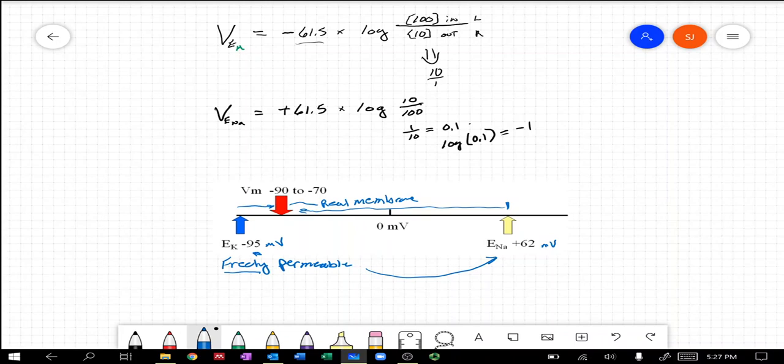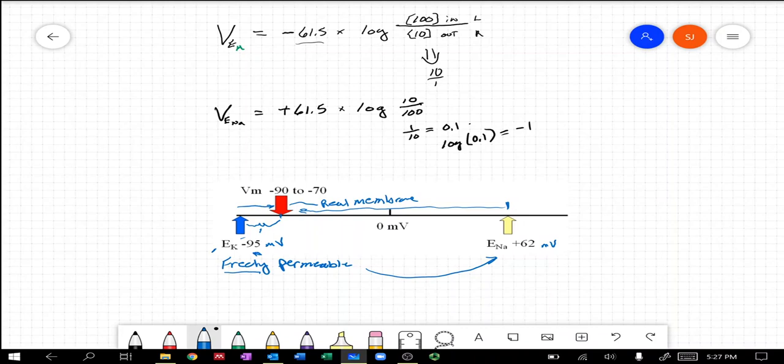That tells you something. So remember, we're assuming that this is freely permeable to potassium here, and that's the voltage we would see once we reached equilibrium. Well, this is an actual recording. Let's say it's minus 90, just to pick one of these. Well, we only have a 5 millivolt difference between the equilibrium potential and the resting membrane potential. That means these are very similar.